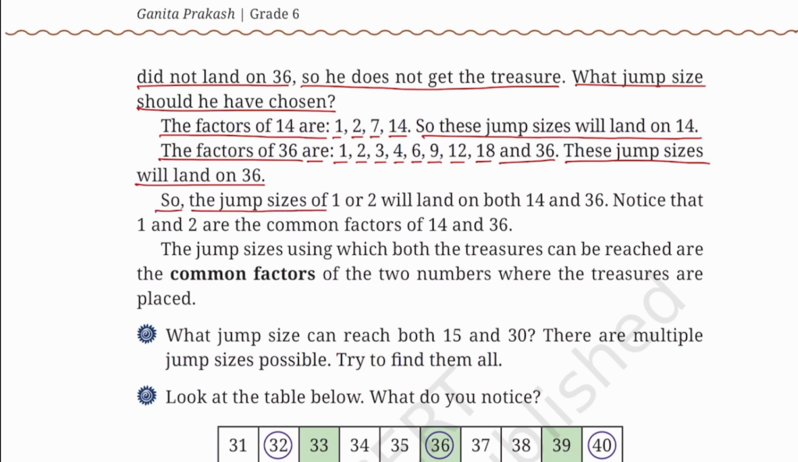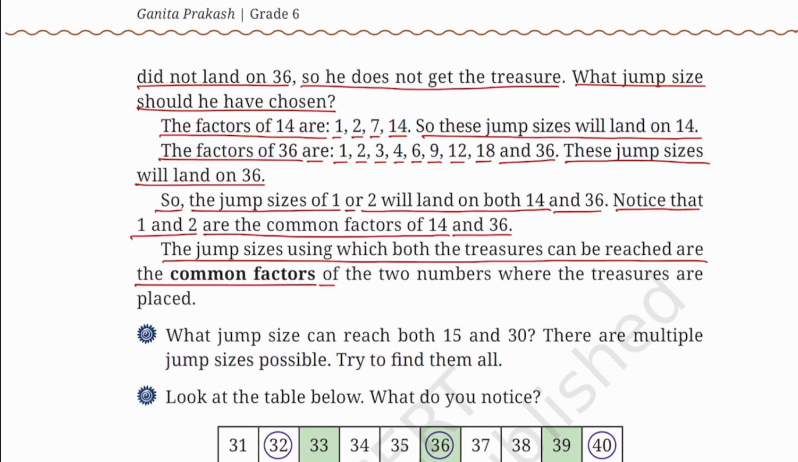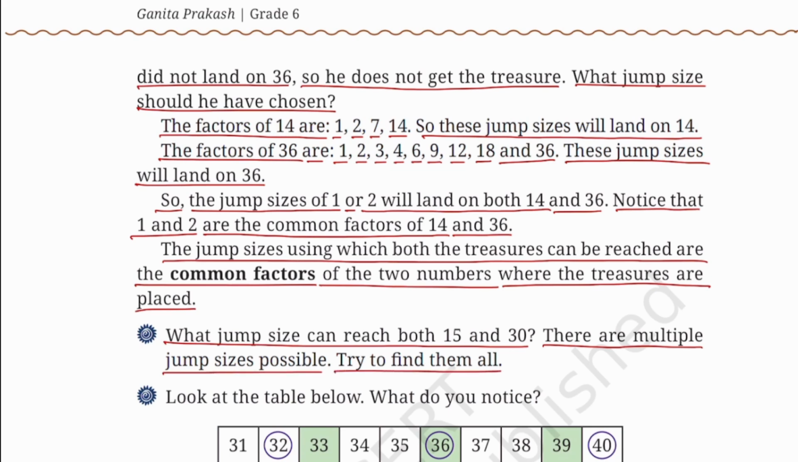So the jump sizes of 1 or 2 will land on both 14 and 36. Notice that 1 and 2 are the common factors of 14 and 36. The jump sizes using which both the treasures can be reached are the common factors of the two numbers where the treasures are placed. What jump size can reach both 15 and 30? There are multiple jump sizes possible. Try to find them all.